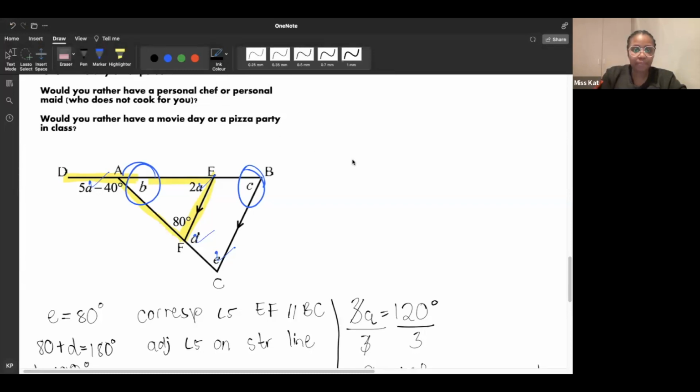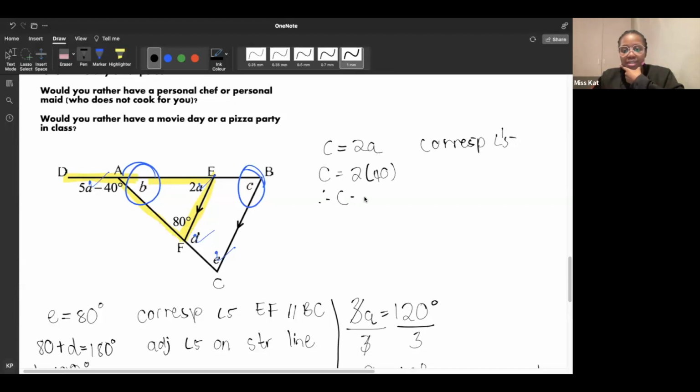Ma'am, C is equal to 80 degrees. Okay, how did we get it? Because, ma'am, remember when you said A is 40 degrees, for 2A? And then you multiply the 40 by 2, and then 2A is equal to 80 degrees. And then my reason will be corresponding angles. There we go. So C is equal to 2A because of corresponding angles. But A is 40, so it's 2 times 40. Therefore, C is 80 degrees.